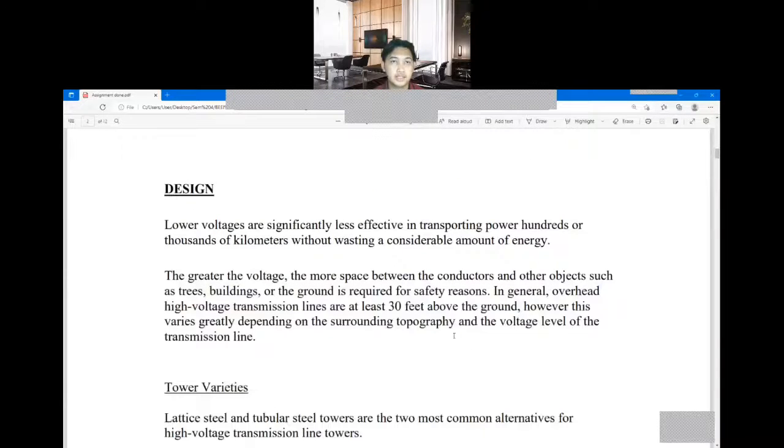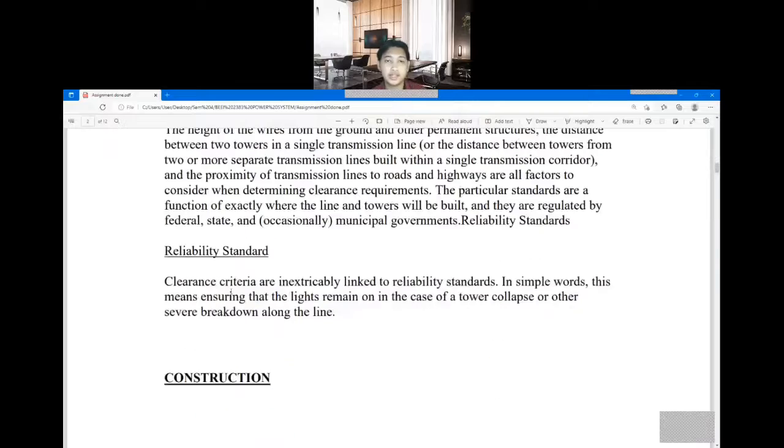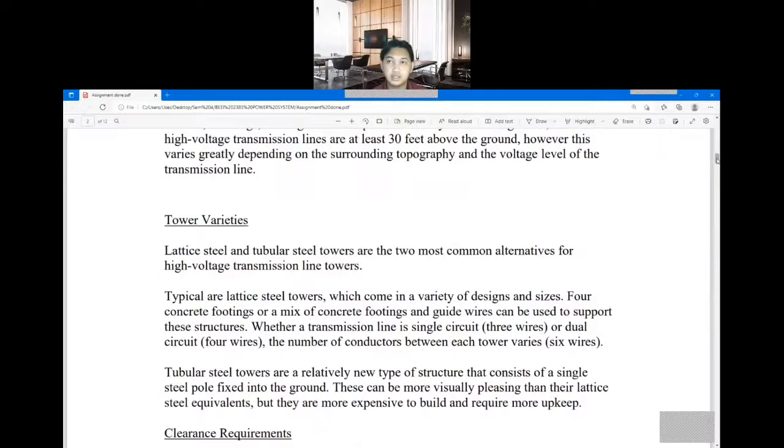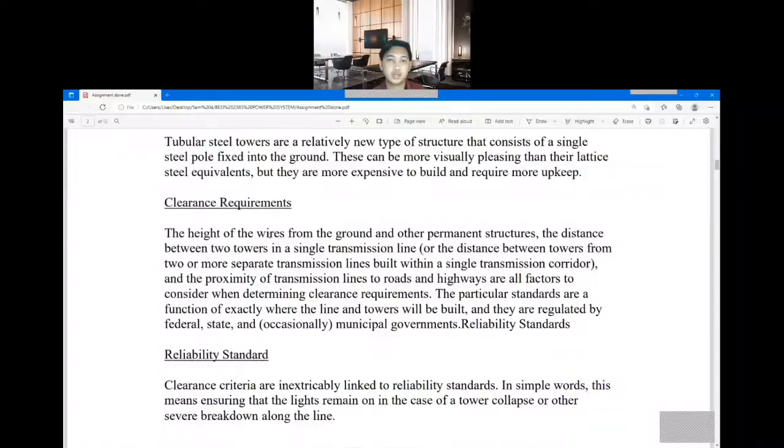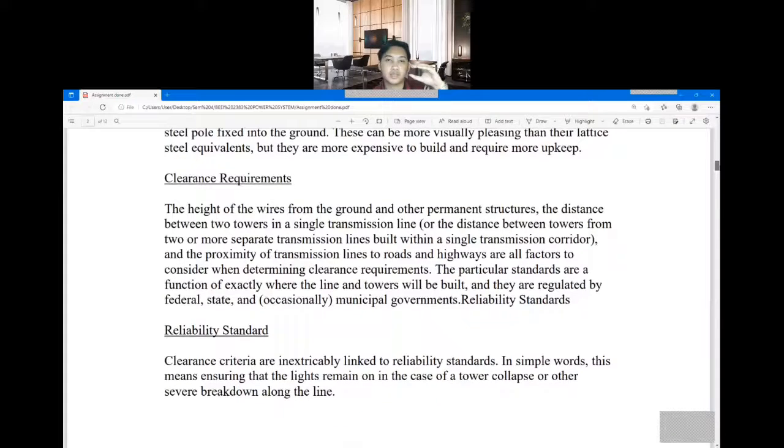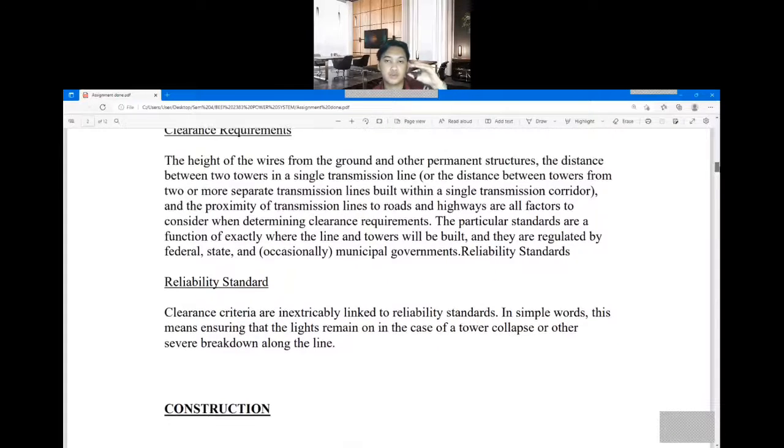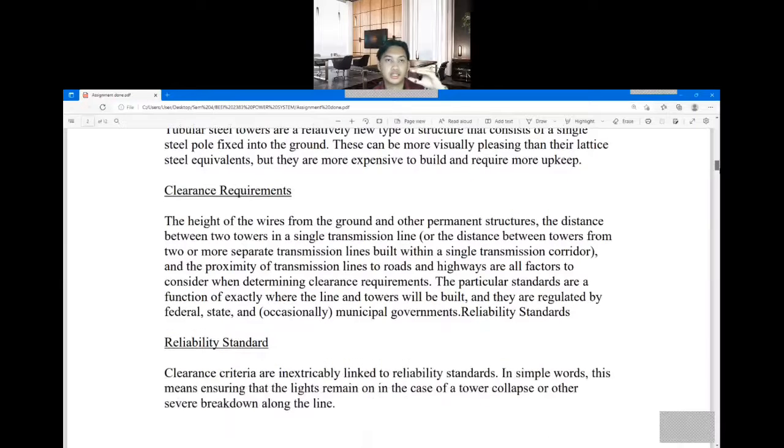Right. Then we proceed to the design. So first, the design will depend on the tower varieties, and then clearance requirement. You can read here about all the details, and then reliability standard. So clearance criteria, they need to meet certain standards to enable it to proceed for the design.